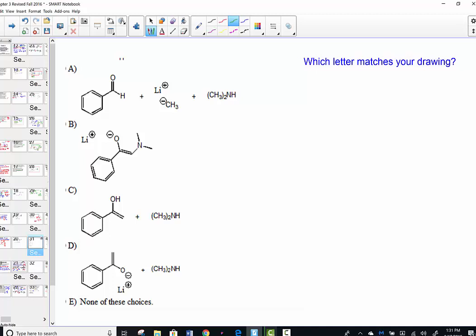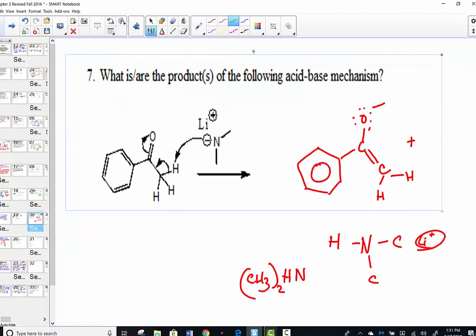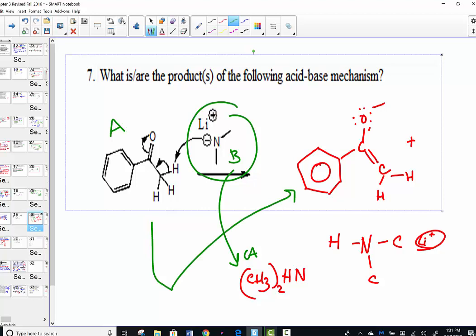Well, I can eliminate letter B because it's only showing one product. And I know Bronsted-Lowry transfers protons. We're going to have two products, a conjugate acid and a conjugate base. So just to remind ourselves, conjugates form. So this here was a base. It formed its conjugate acid. Therefore, this was the acid. It formed its conjugate base, which was one less proton.